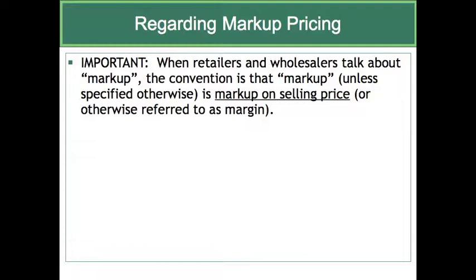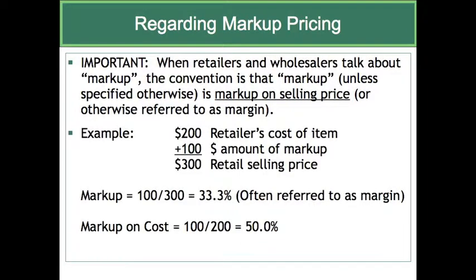Regarding markup pricing, this is very important. When retailers and wholesalers talk about markup, the convention by default is that markup, unless otherwise specified, is markup on selling price. Sometimes we refer to this as the margin. Here's an example. Let's assume that a retailer's cost of an item is $200. To that landed cost of the item, let's further assume that the retailer adds $100 as a markup amount, resulting in a $300 selling price.